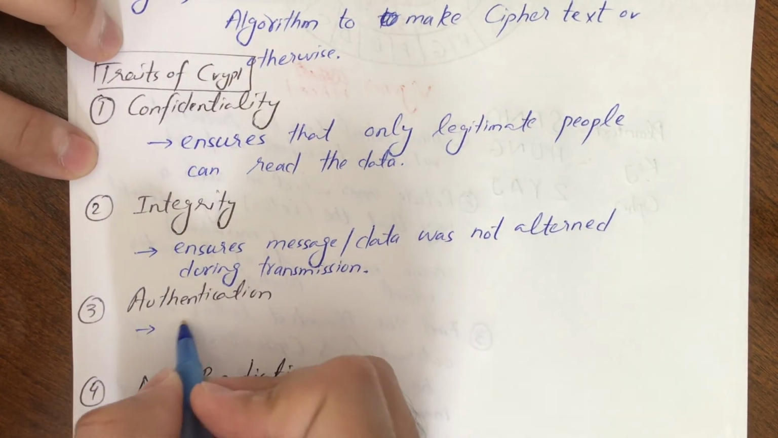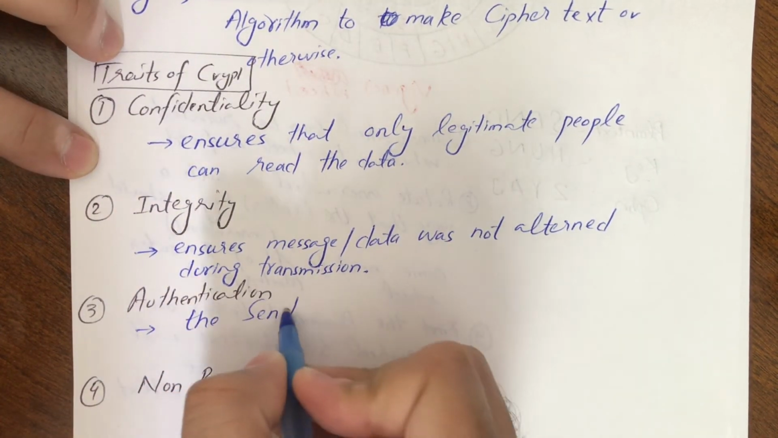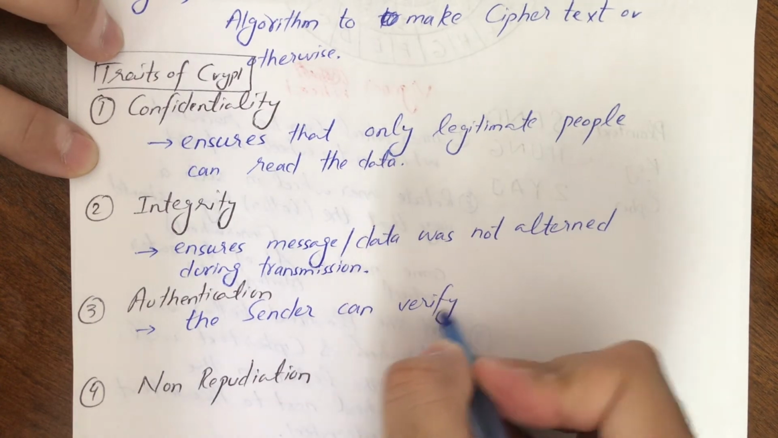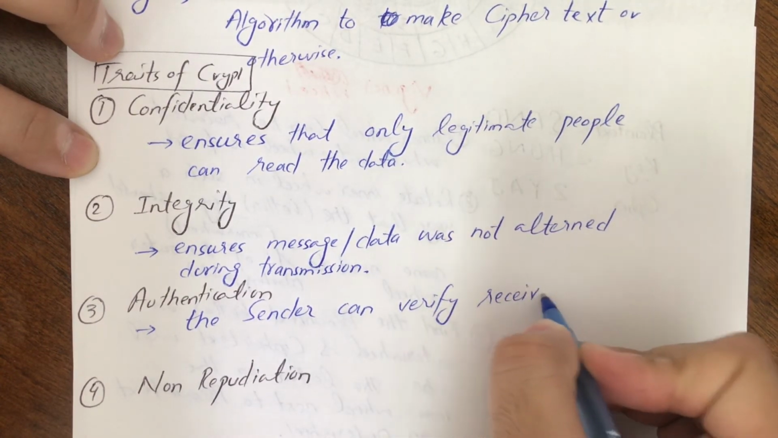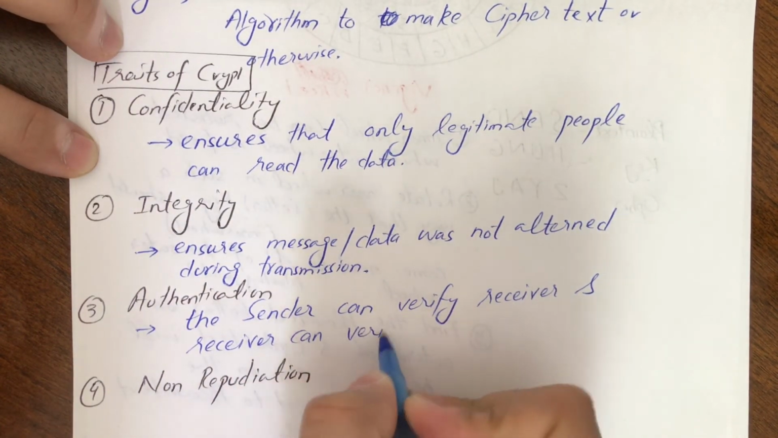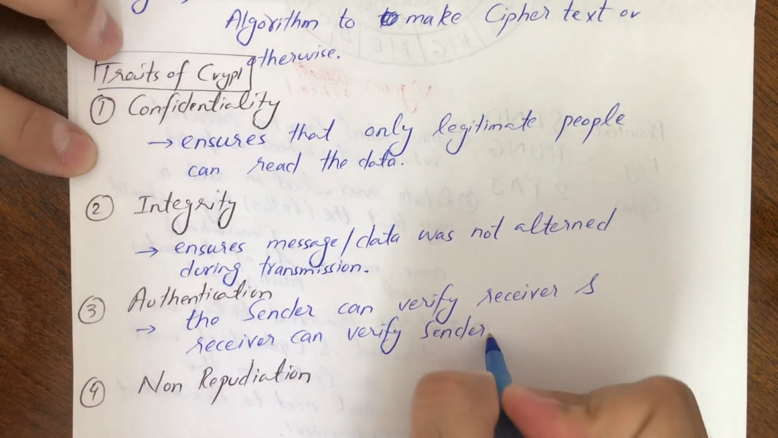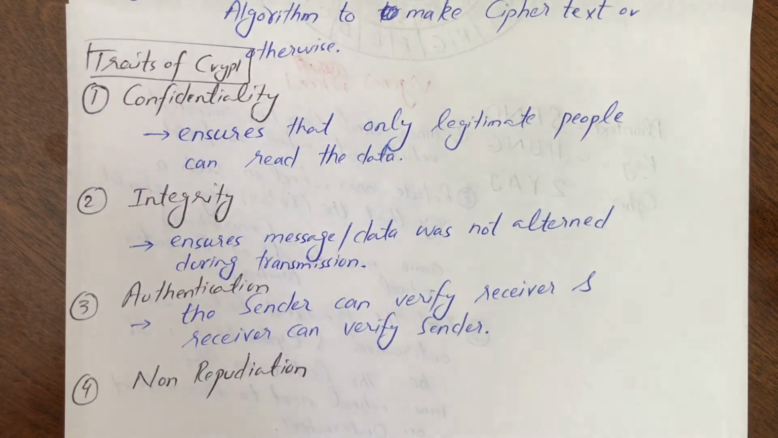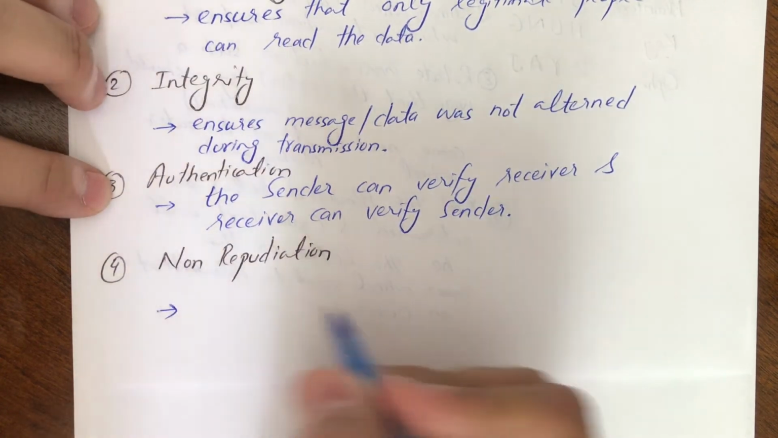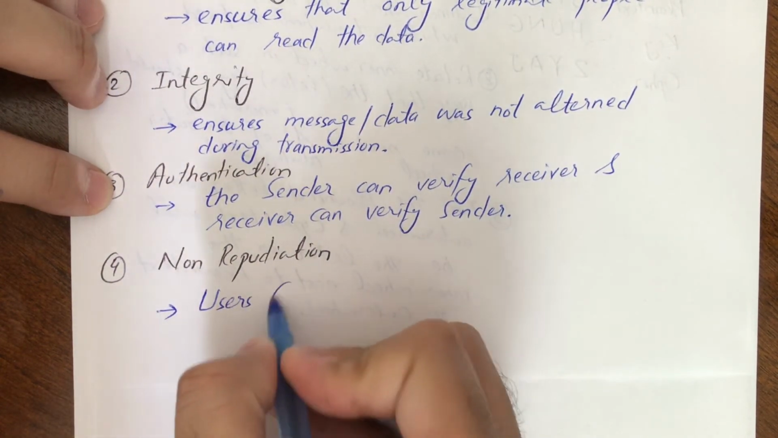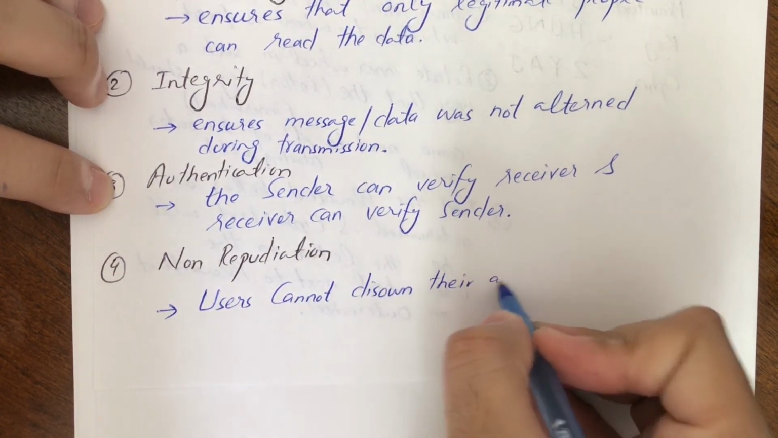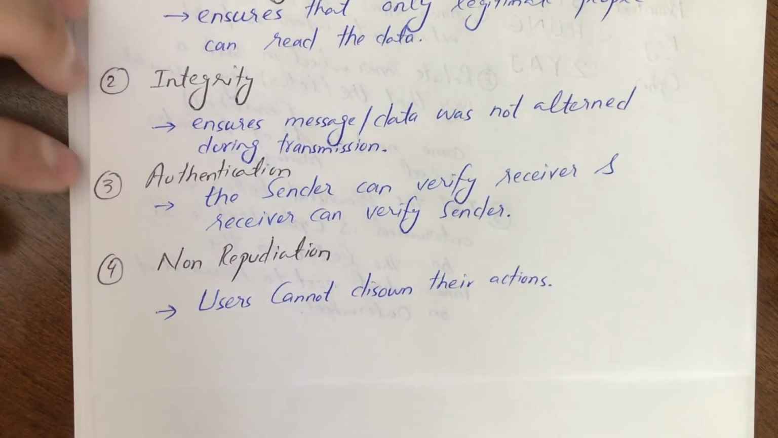Authentication provides a phenomenon where the sender can verify the receiver, and the receiver can verify the sender. What does it mean? It means the sender can verify whether I'm talking to the right person or not, and the receiver can do the same. Last is non-repudiation, and this particular parameter means users cannot disown their actions. For example, if they have sent something, they cannot disown their actions later on.